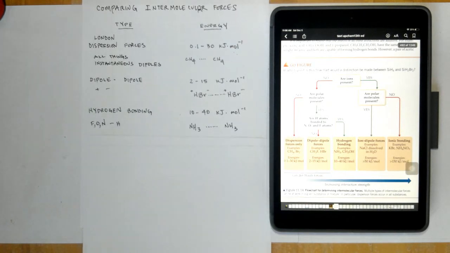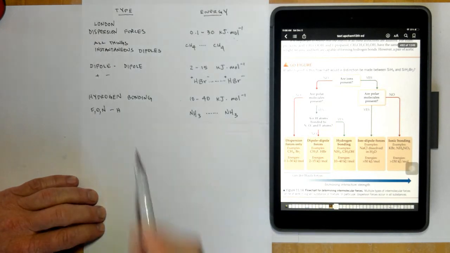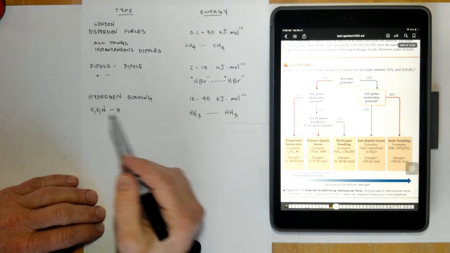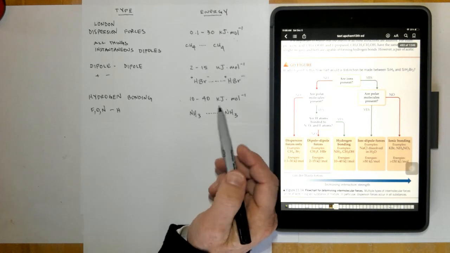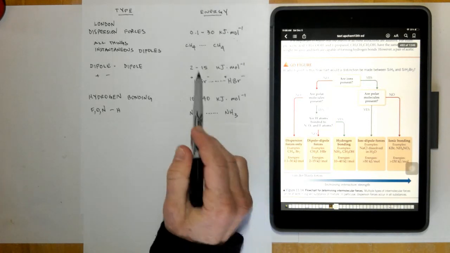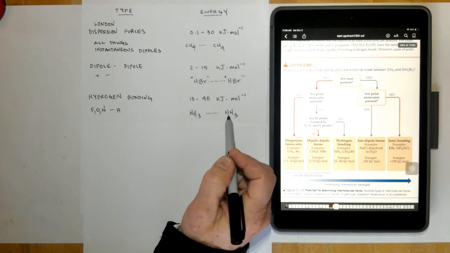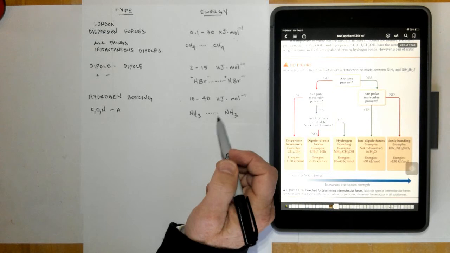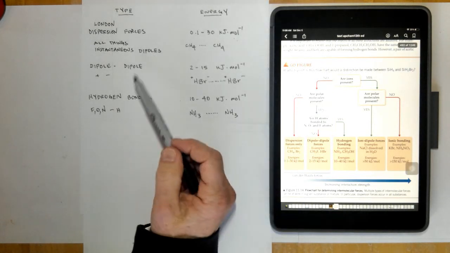All right, the third kind are the hydrogen bonding, or the hydrogen forces. And remember, these kinds have to have an H connected to an F, O, or N. These are between 10 and 40 kilojoules per mole, so they can be very strong in comparison to the other two types of intermolecular forces. And so if you had an NH3 molecule right here attracted to another NH3 molecule right here, those would be held together by hydrogen bonding. But remember, they would also have dispersion forces.